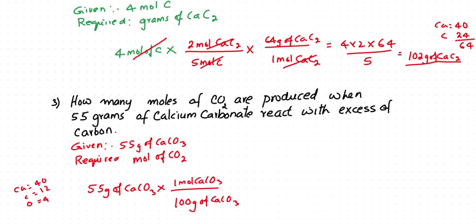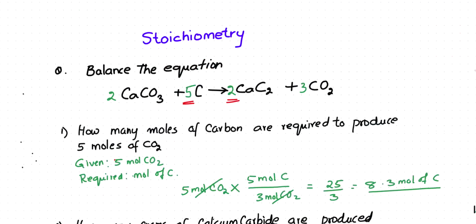So now we have moles of calcium carbonate times mole ratio. So the ratio of calcium carbonate and CO2 is calcium carbonate and CO2.